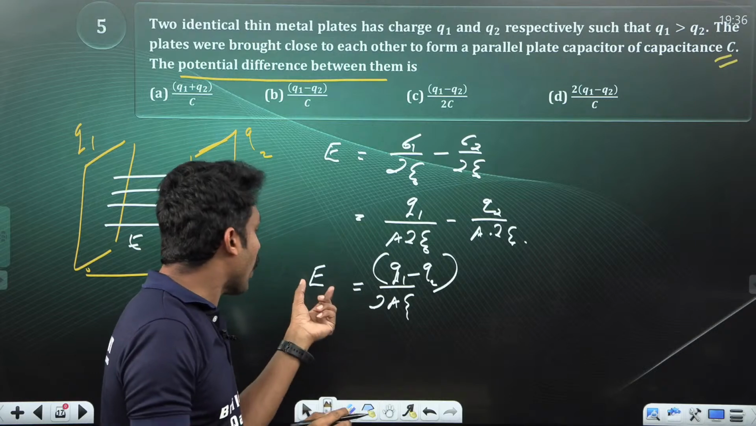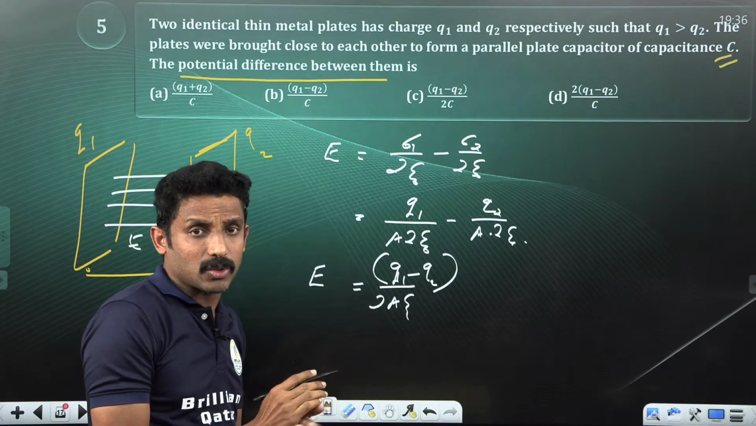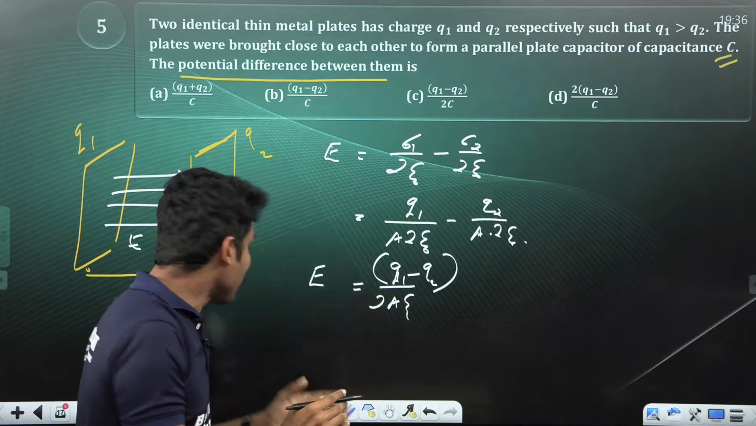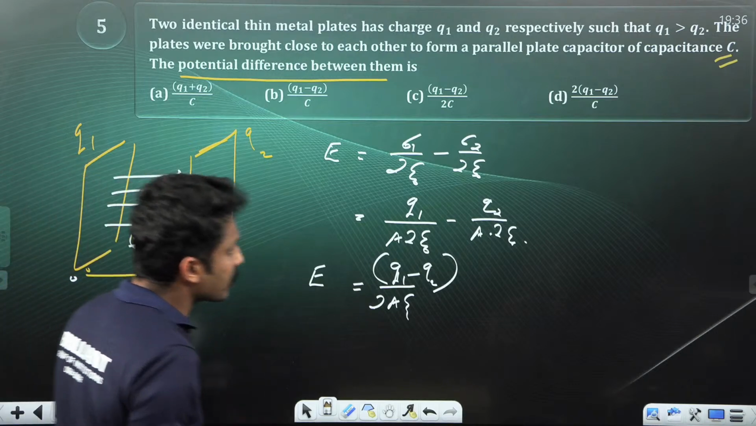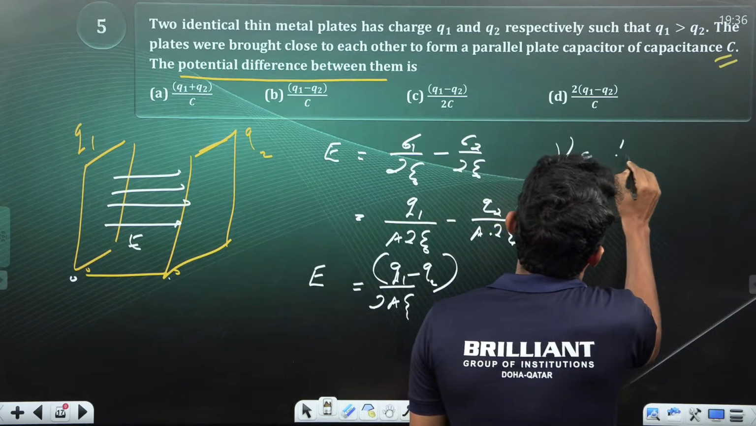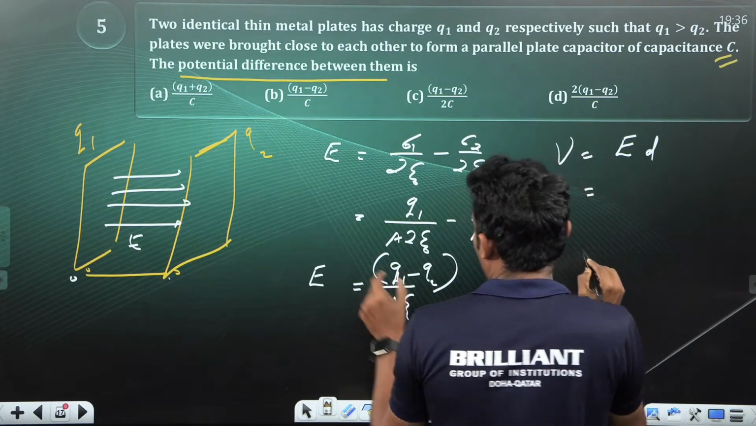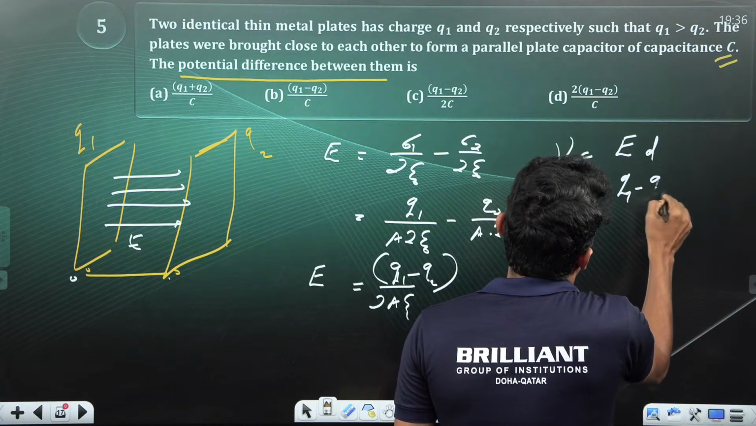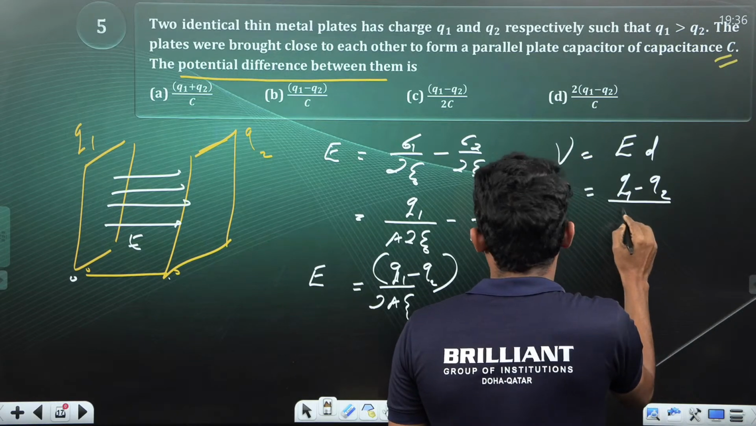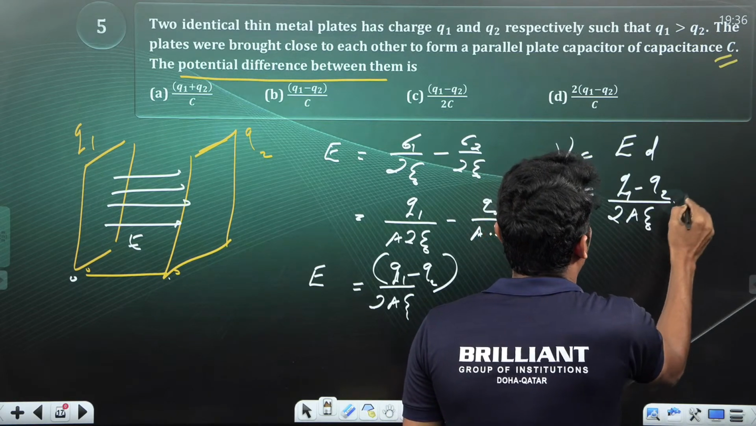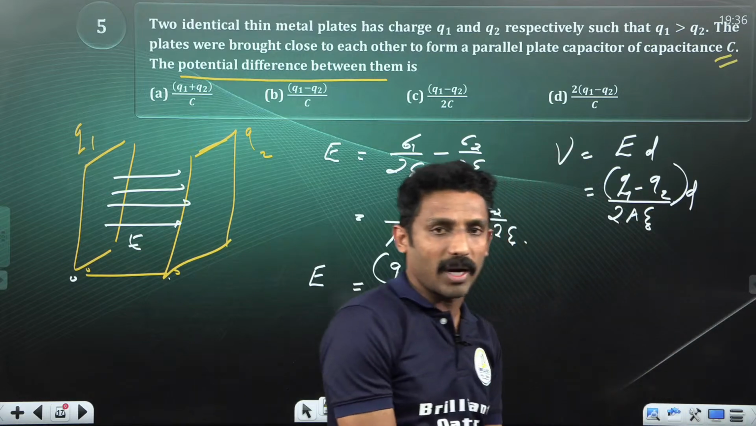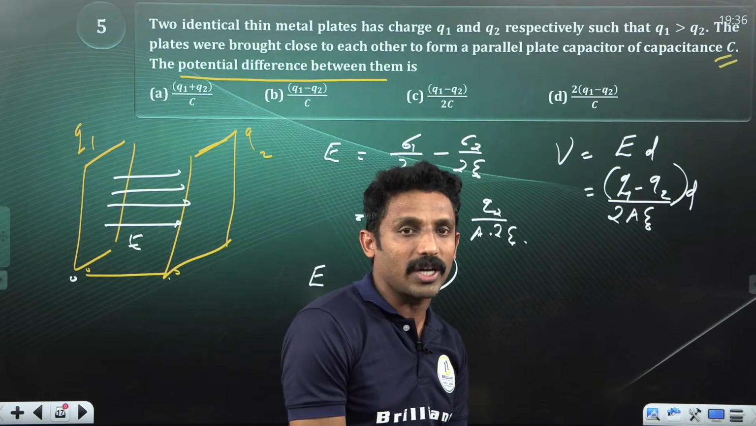When you get the field value, we get the potential, because the potential difference is E into D. Okay, potential difference is ED. What is E? E is equal to Q1 minus Q2 divided by 2A epsilon 0, into D. Q1 minus Q2 divided by 2 epsilon 0 A, into D, isn't it?